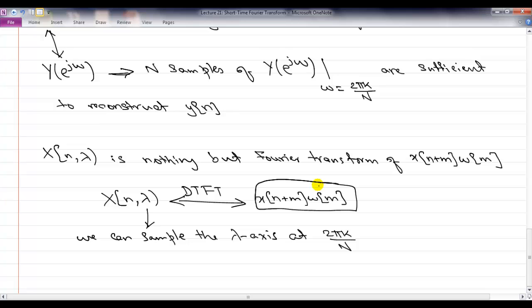If I want to sample it at every 2 pi over N intervals, I better make sure that this discrete sequence is finite duration. How can I make this sequence finite duration? Because x could be infinite duration. How could I make it finite duration? By making sure that my window is finite duration. So this implies that w[m] is of finite duration.